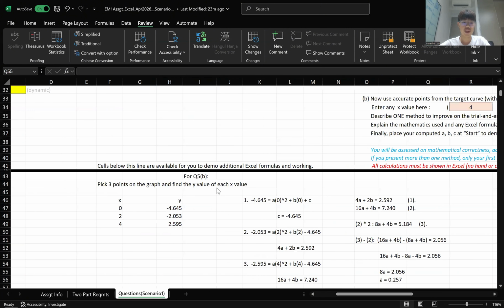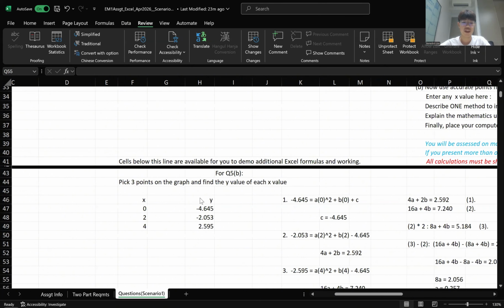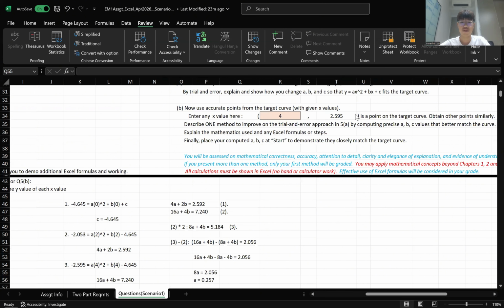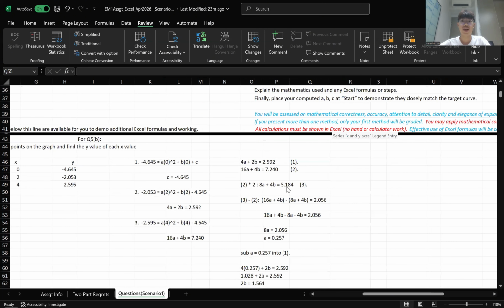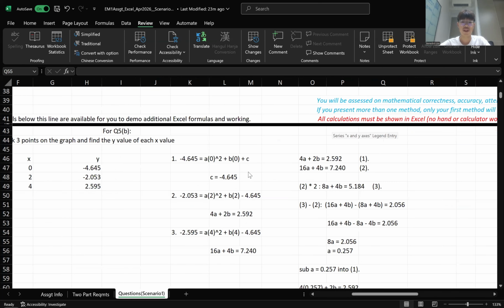Lastly, for 5b, I used the substitution method to improve the accuracy of the orange curve. Firstly, I selected three x values on the graph, which are 0, 2, and 4, and I found the respective y values using this function over here. Next, I substituted these points into the quadratic equation. Using the first point, I found that c was equal to -4.645.